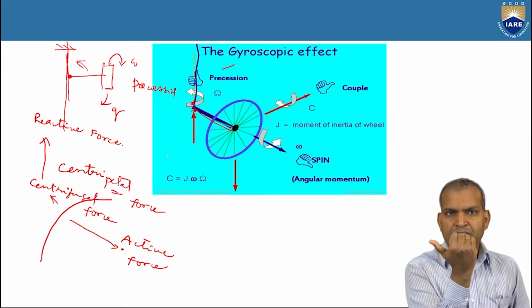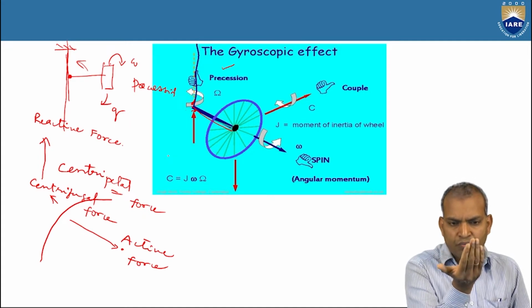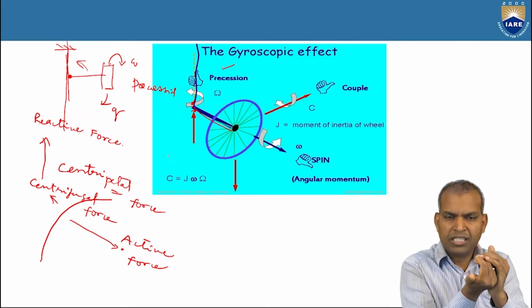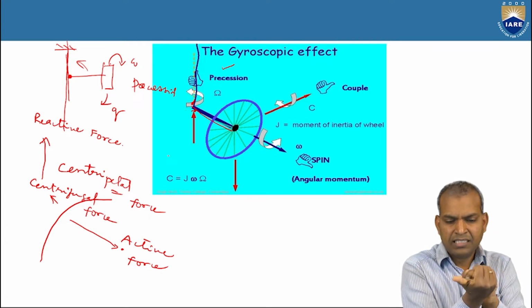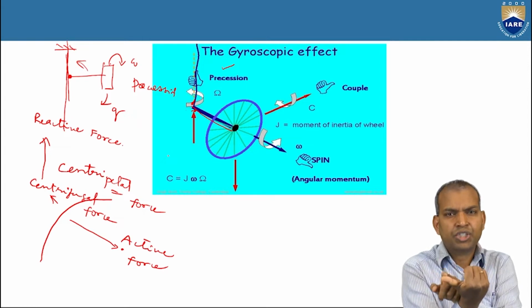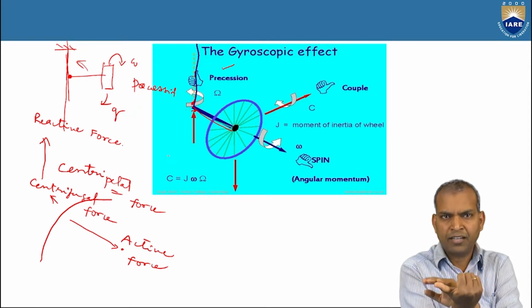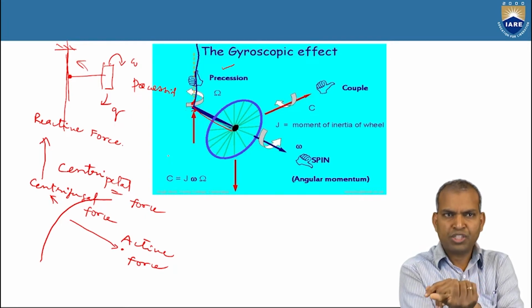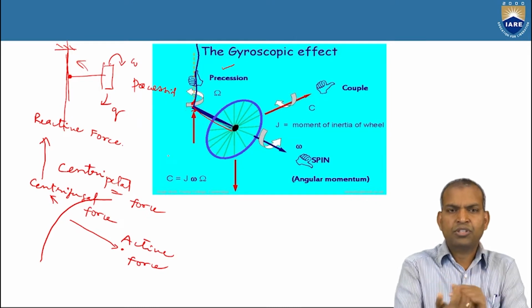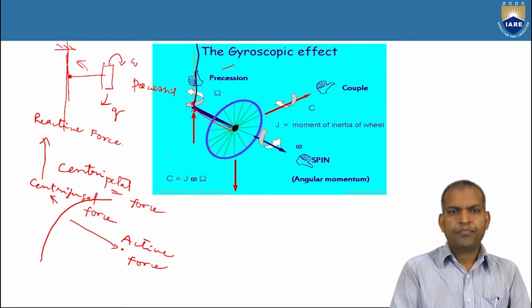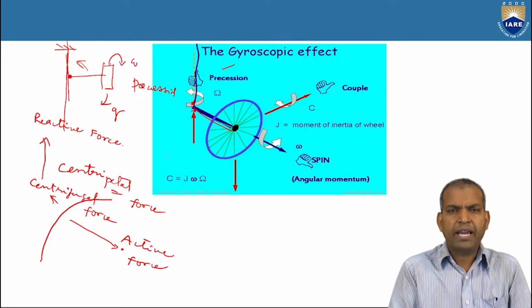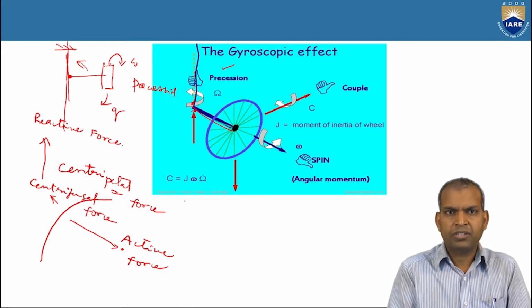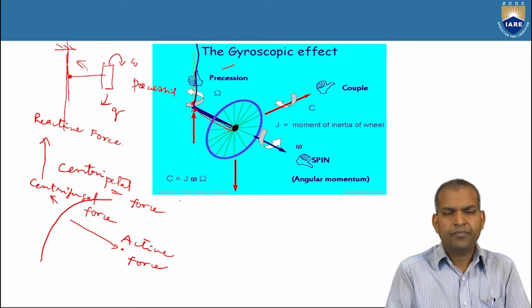We will use this similarly in the case of a couple also. If you fold the fingers in the direction of the rotation, then the thumb indicates the direction of the angular momentum vector, or the direction of the couple, and likewise the direction of precession. Thus we can find the directions of angular momentum, couple and precession.